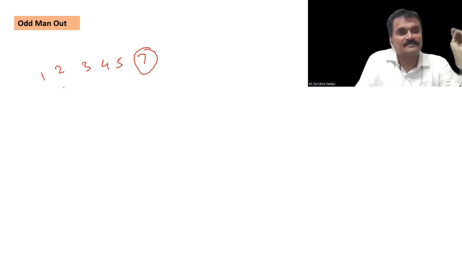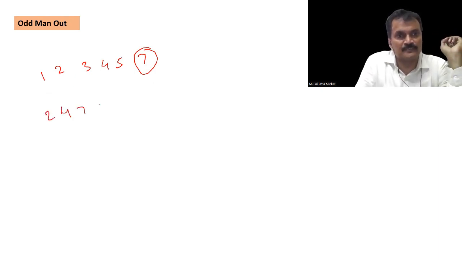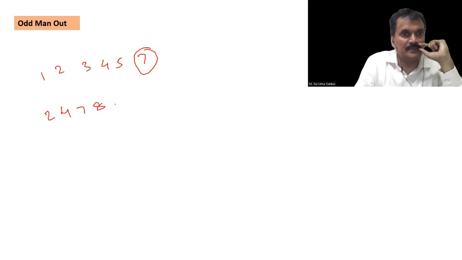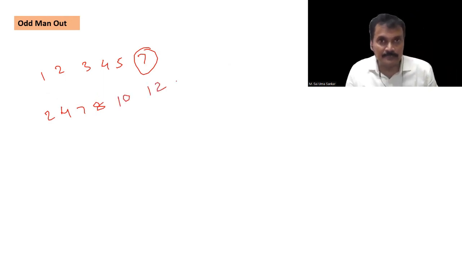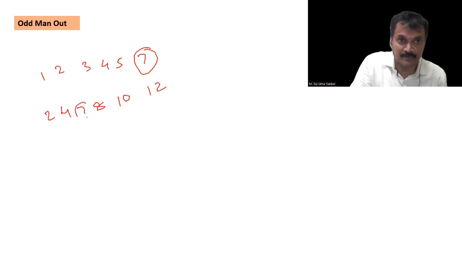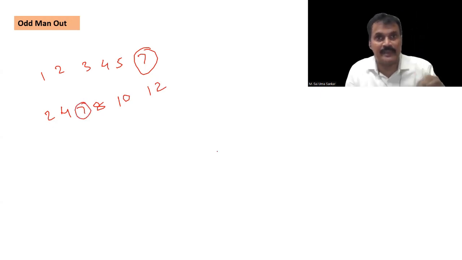Okay. Suppose 2, 4, 7, 8, 10, 12. What is the wrong number? That is equal to 7. Why? Because all are even numbers, but 7 is not an even number.